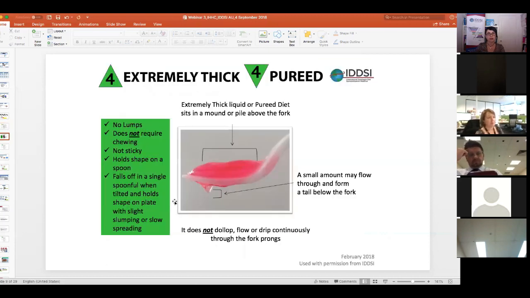Our extremely thick or pureed food, so the descriptors there: no lumps, doesn't require chewing, not sticky, holds its shape on a spoon and it'll fall off in a single spoonful when tilted, holding its shape on the plate with a little bit of slumping or slow spreading. Just looking at the image, you can see that there's a nice mound on top of the fork, and you might find that there's a tiny bit of a tail below the fork, but it certainly shouldn't dollop or flow or drip continuously through the prongs of the fork.